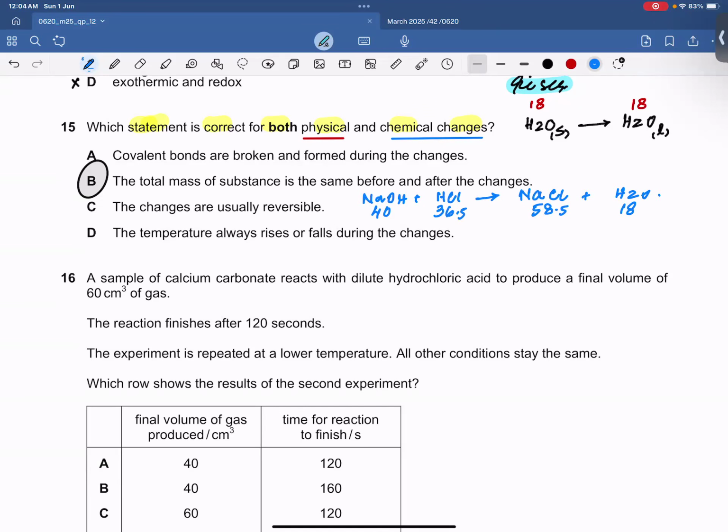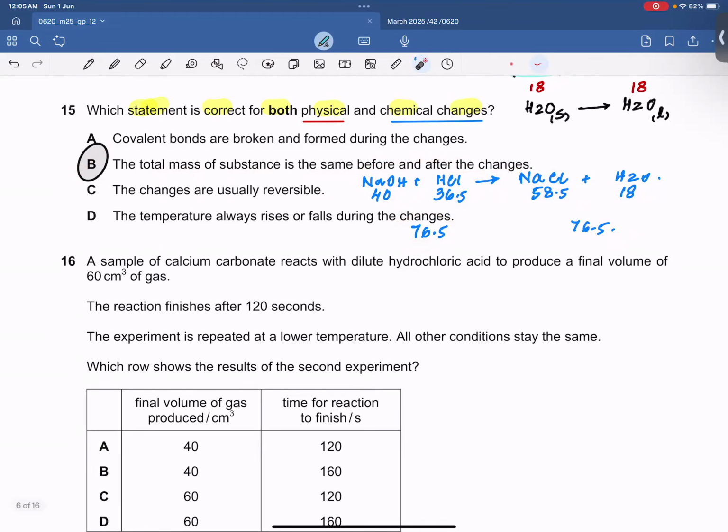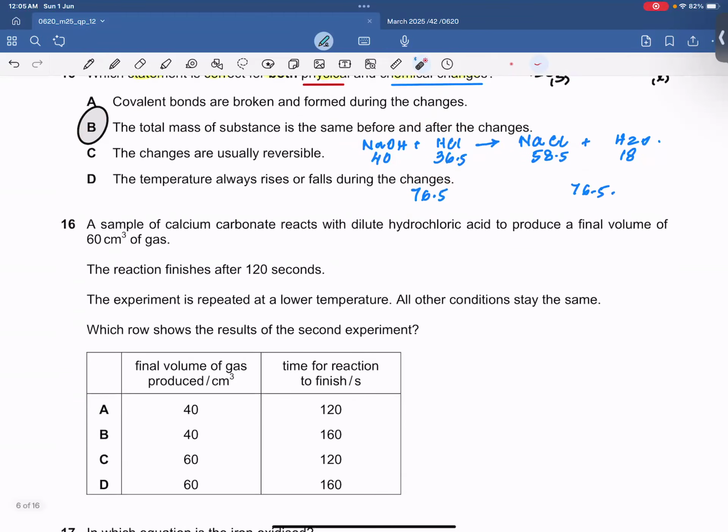Let me calculate the mass of reactant before reaction and mass of product after the reaction. So 40 plus 36.5 becomes 76.5. And 58.5 plus 18 is basically 76.5. Have you seen that? The mass before the reaction is 76.5. After the reaction, the mass remains the same. And therefore, the total mass of the substances is the same before and after the change, which is why B is going to be the right answer. I've given you 3 examples, all right? 1 for physical and 2 for chemical. I hope it makes sense to you.